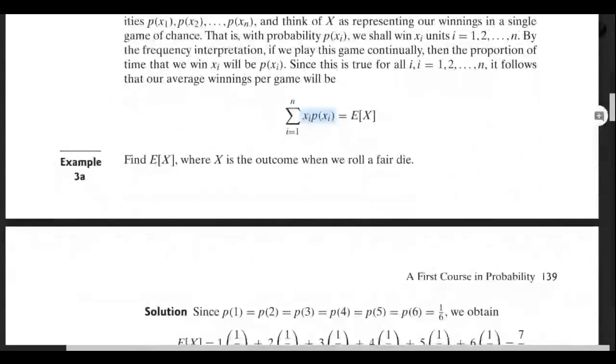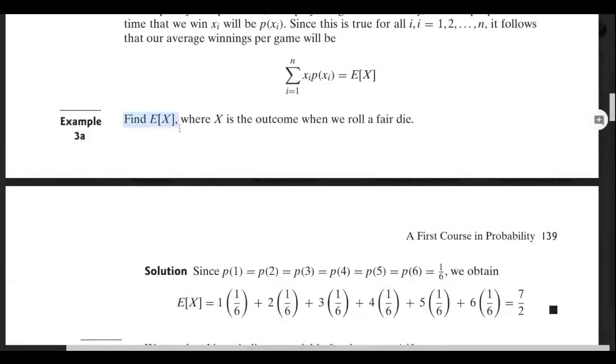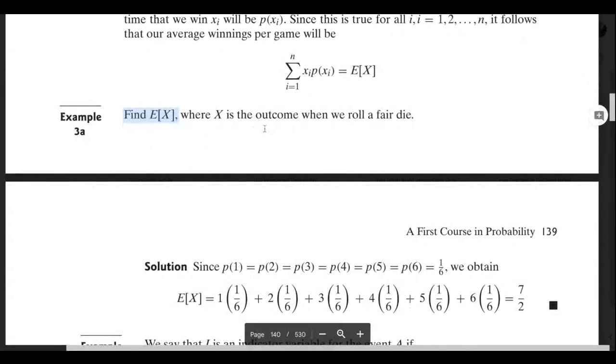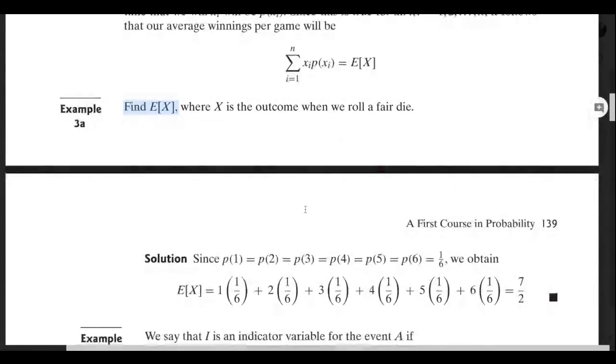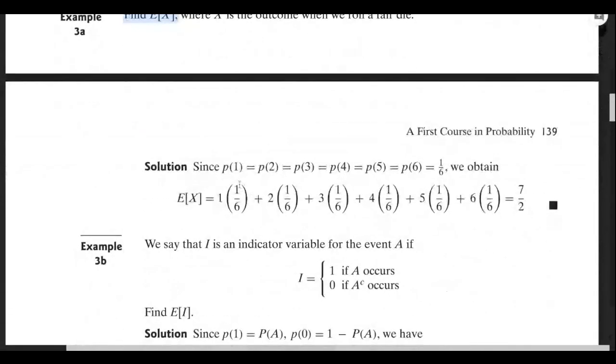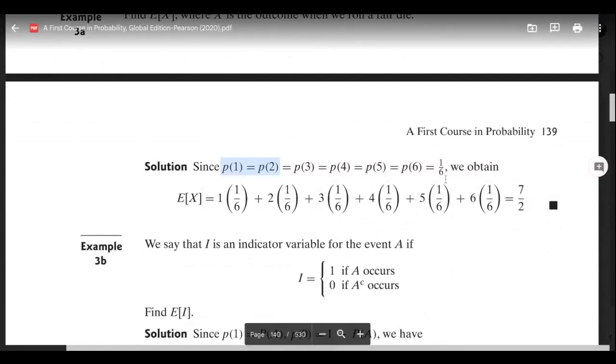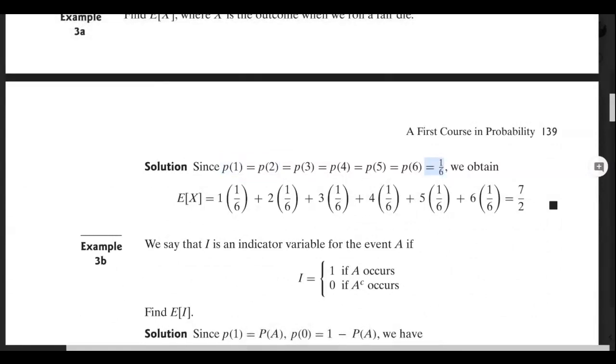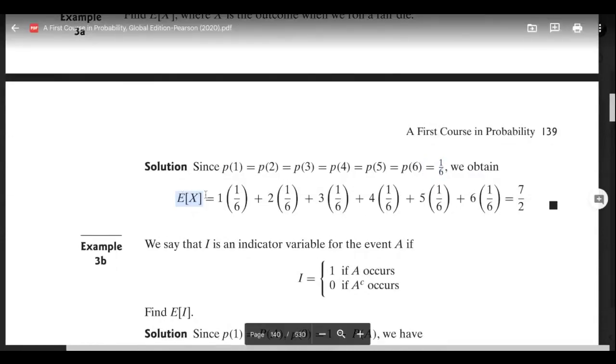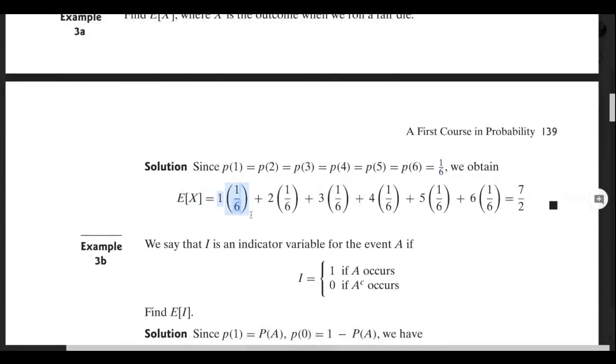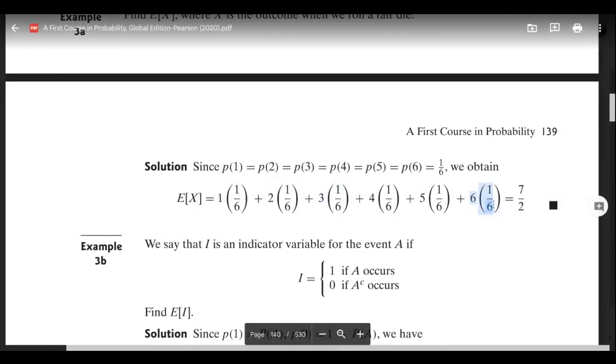Let's see example 3a. We want to find the expected value of this random variable, which is the outcome when we roll a fair die. Because it's a fair die, the probability of getting each number from 1 to 6 is just 1 out of 6. So we obtain the expected value with 1 times its probability, 2 times its probability, 3, up to 6 times 1/6, which is 7 over 2. Pretty simple, huh?